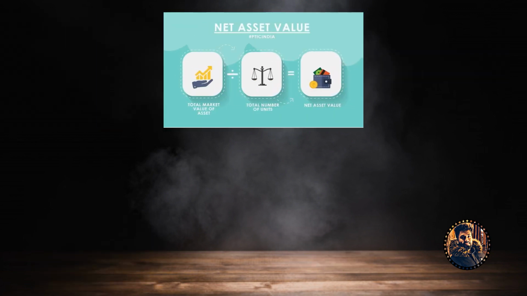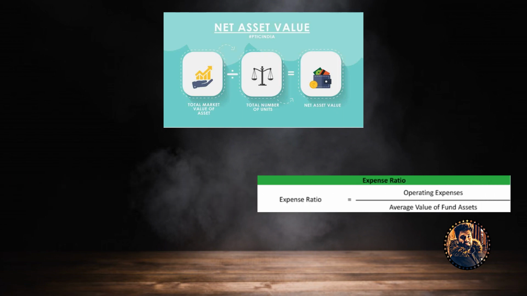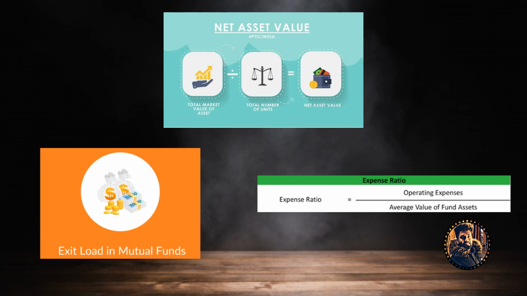NAV stands for Net Asset Value, which is nothing but the price of each unit of the mutual fund. And the second term is Expense Ratio. Expense ratio is nothing but the fee or the charge of that mutual fund. And the third point is Exit Load. The exit load is charged when you take out a specific amount of money within a specific period of time.